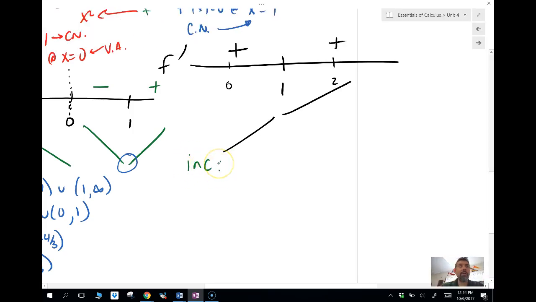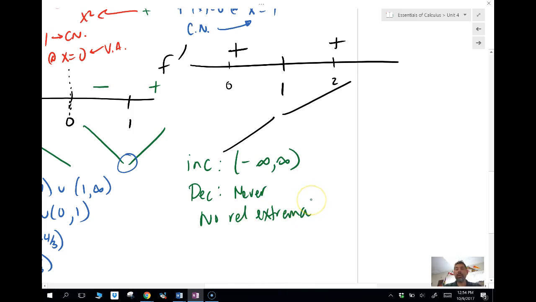Okay, increasing. So we're going to increase to infinity and beyond, like Buzz Lightyear. And we're never going to decrease. And there's no relative extrema. So what's going on? Well, this is just going to keep going up and up forever. So this is called a monotonic function. Monotonic meaning that it is strictly monotonic. It only either always increases or always decreases.